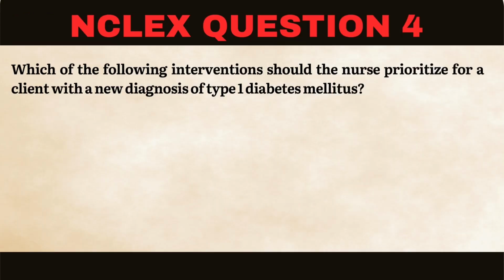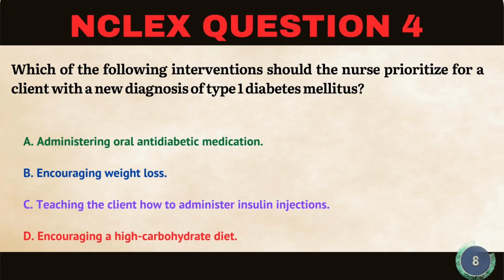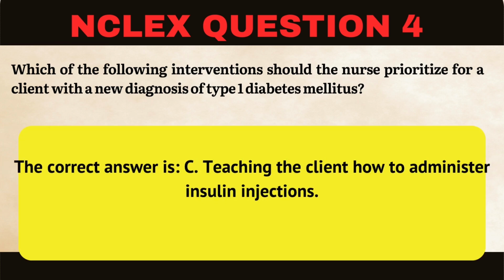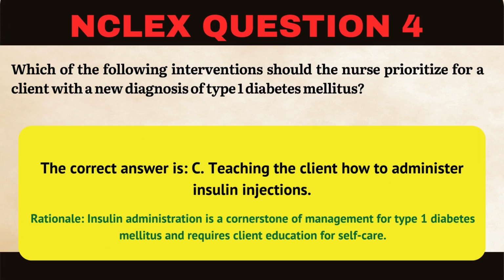Which of the following interventions should the nurse prioritize for a client with a new diagnosis of type 1 diabetes mellitus? A. Administering oral antidiabetic medication. B. Encouraging weight loss. C. Teaching the client how to administer insulin injections. D. Encouraging a high-carbohydrate diet. The correct answer is C. Teaching the client how to administer insulin injections. Rationale: insulin administration is a cornerstone of management for type 1 diabetes mellitus and requires client education for self-care.